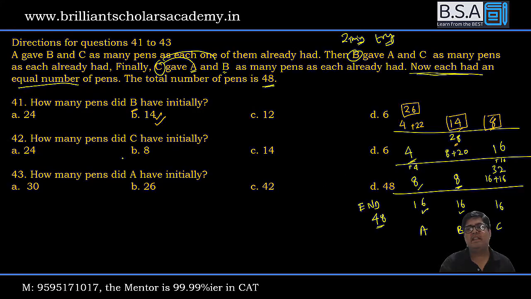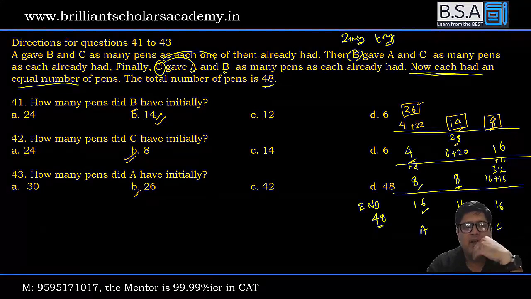How many pens did C initially have? 8. How many pens did A initially have? Where is A? A is here, 26 pens. So you can answer everything once you think in the reverse order. Think from bottom up, because you have an exact number which is given to them at the end.